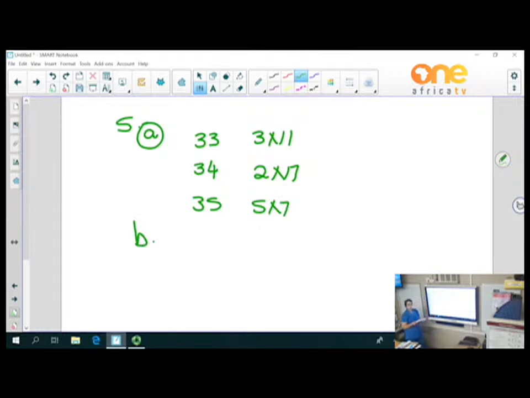Number B. Find the smallest semi-prime number. You'll have to take your prime numbers, so I'll look at 1, 2, 3, 4. The first one is 6 because it's 2 by 3.